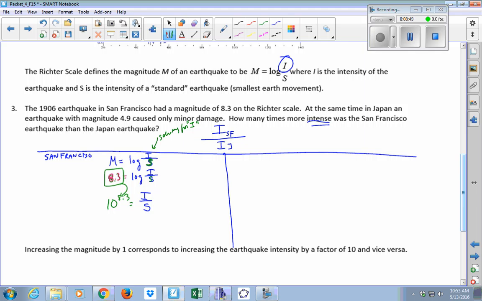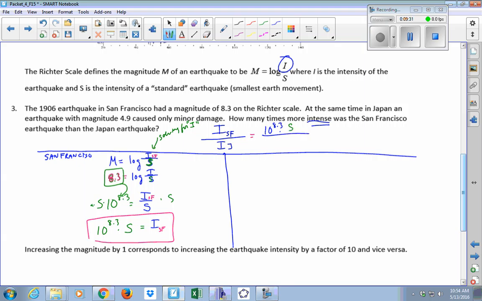And now I multiply both sides by S to solve for I. In fact, on I, I'm going to put a little SF, just so I know that that's the intensity for San Francisco. So I multiply both sides by S, and I get 10 to the 8.3 times S is equal to the intensity of the San Francisco earthquake. Okay. So now I have my numerator. I can fill in my numerator right here. The intensity of my San Francisco earthquake is going to be 10 to the 8.3 times this constant S.